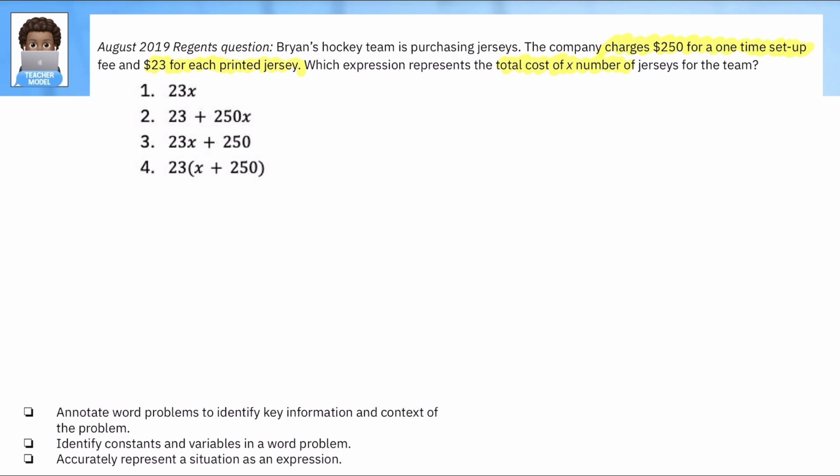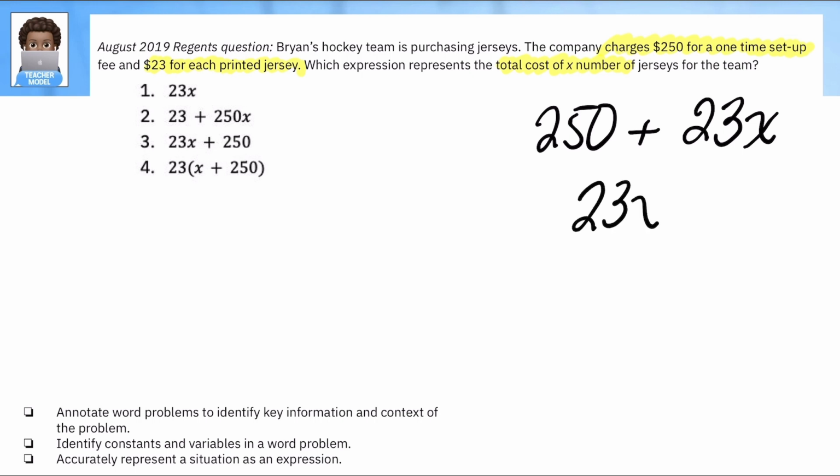All right, so I have two terms here. I have 250 and I have 23 per jersey, X. Now I do want to make sure I'm writing this in standard form, so I have to put the 23X as the first term because this is first degree, and 250 in the back is zero degree. All right, so which one matches my answer is C. That's the one that makes the most sense.